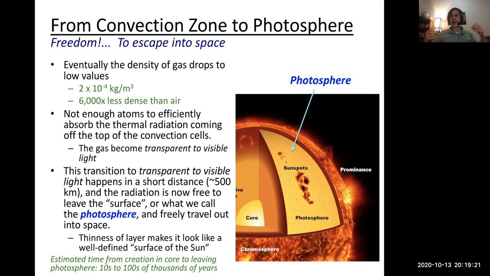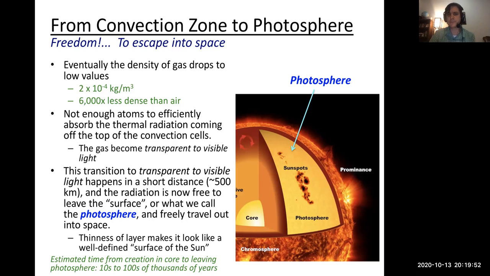We say that at the photosphere, this surface of the sun, the top of the convective zone, the gas has become transparent to visible light. So visible light photons can escape the sun. Now, our visible photons are free to go out into the solar system and eventually come into Earth's atmosphere, and warm us up.